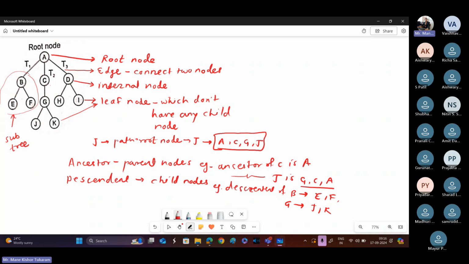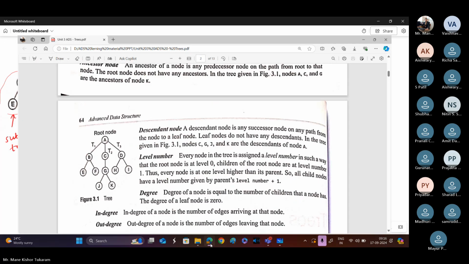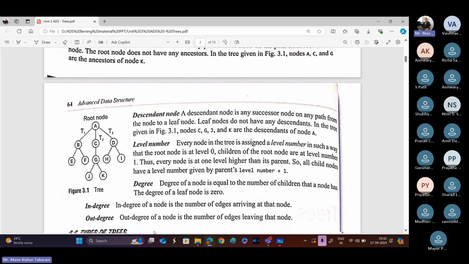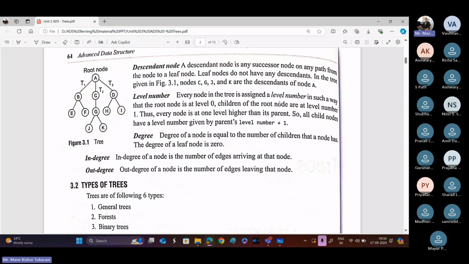The next one is the level. Level means what? The level number which is assigned to the particular level. The root level is 0 and the numbers are increased by 1. So here let's see the level.